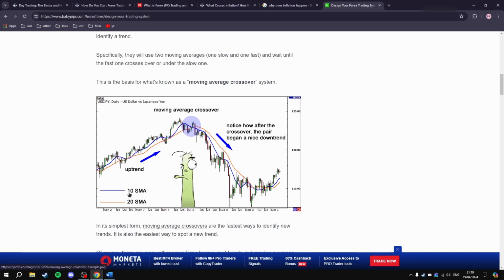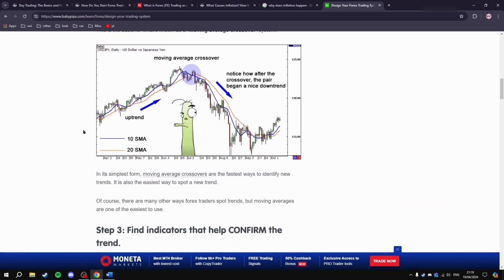So the fast moving average is the blue line, the slow one is the orange line, and we can see that the blue line has always been on top of the slow one. But then it crosses over, and notice that after the crossover the pair begins a nice downtrend. Very nice. In its simplest form, moving average crossovers are the fastest way to identify new trends. It is also the easiest way to spot a new trend. Of course, there are many other ways Forex traders spot trends, but moving averages are one of the easiest to use.